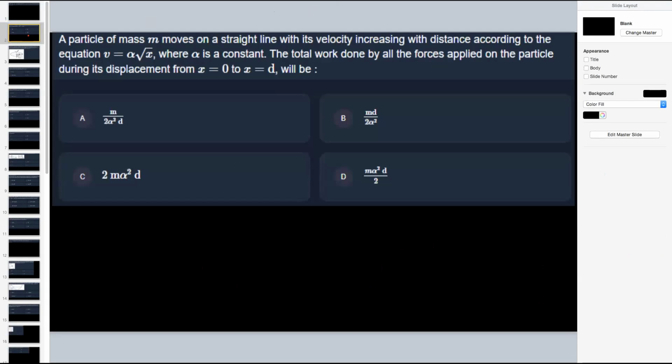Yeah, what is the problem? A particle of mass m moves along a straight line with velocity increasing with distance according to the equation velocity equal to alpha root x. The total work done by all applied forces on the particle during the displacement x equal to 0 to x equal to d. Can you do this problem? Here, velocity is a function of displacement. Now, how to do it?